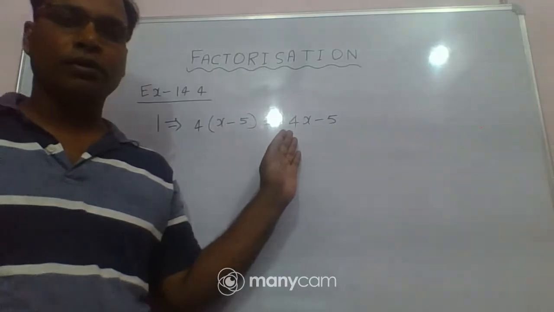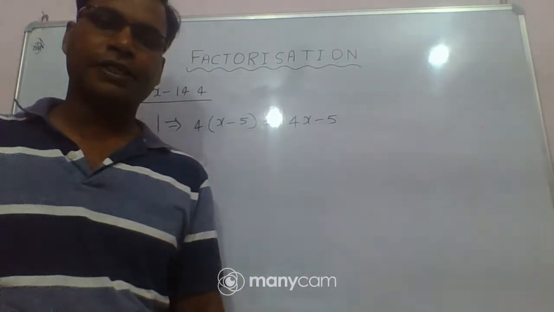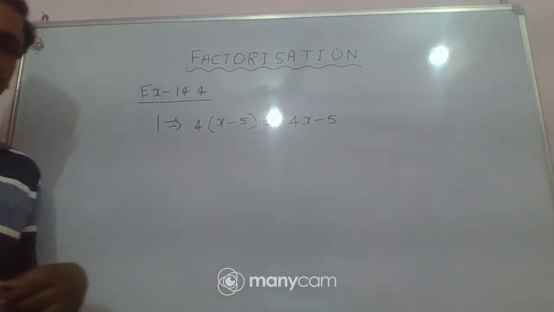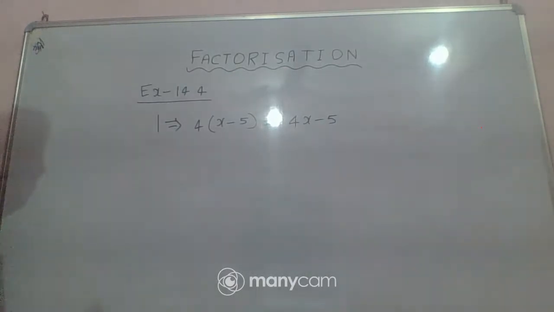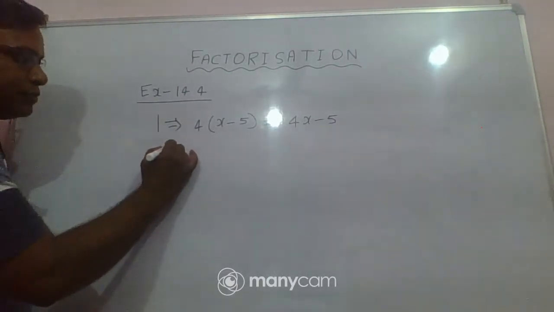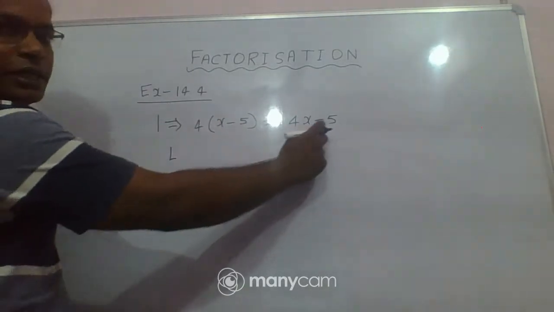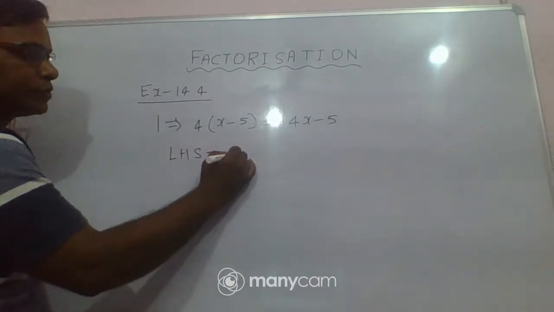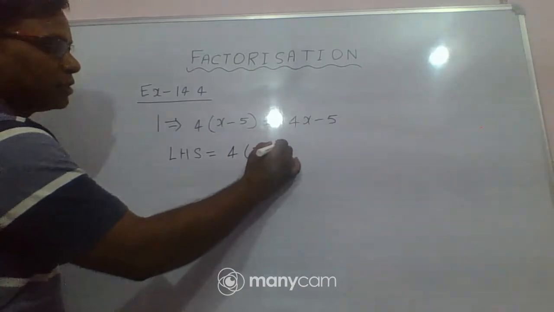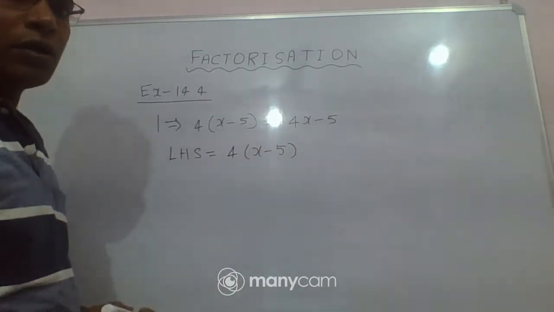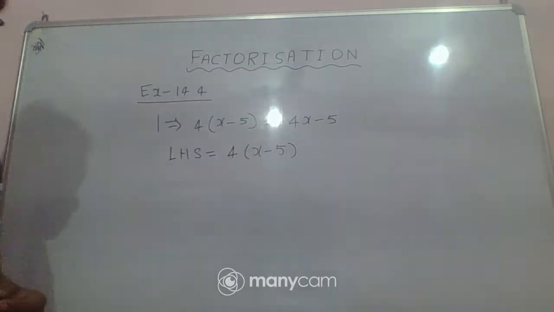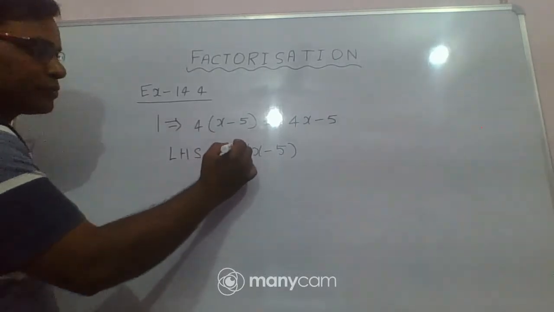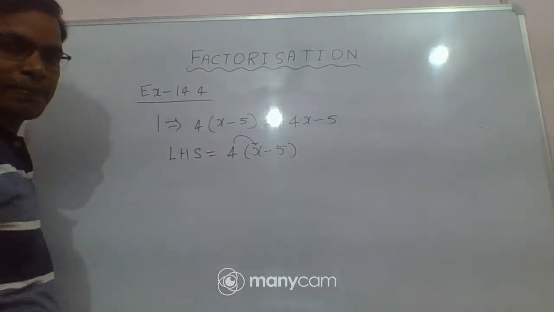Here, question number 1: 4 into x minus 5 is equal to 4x minus 5. This is clear. So first we take here the left hand side. This is the left hand side and this is the right hand side. So left hand side is equal to 4(x minus 5). We solve the left hand side and try to reach the right hand side.